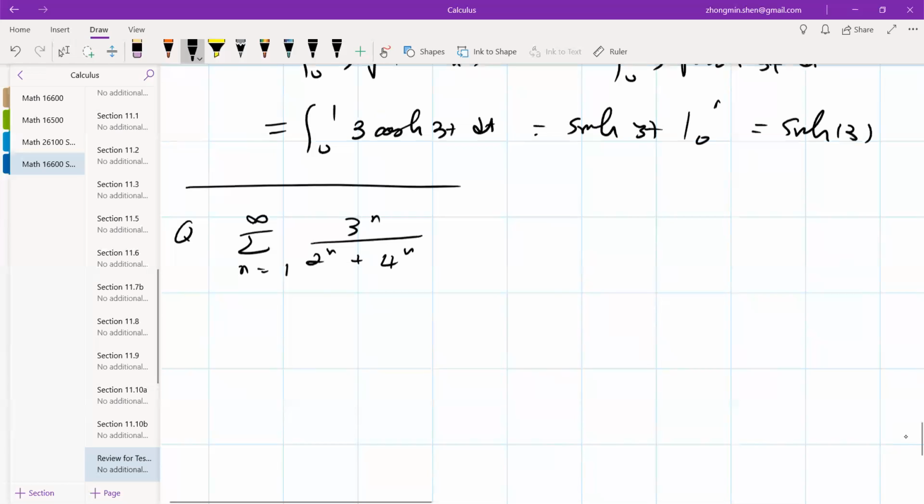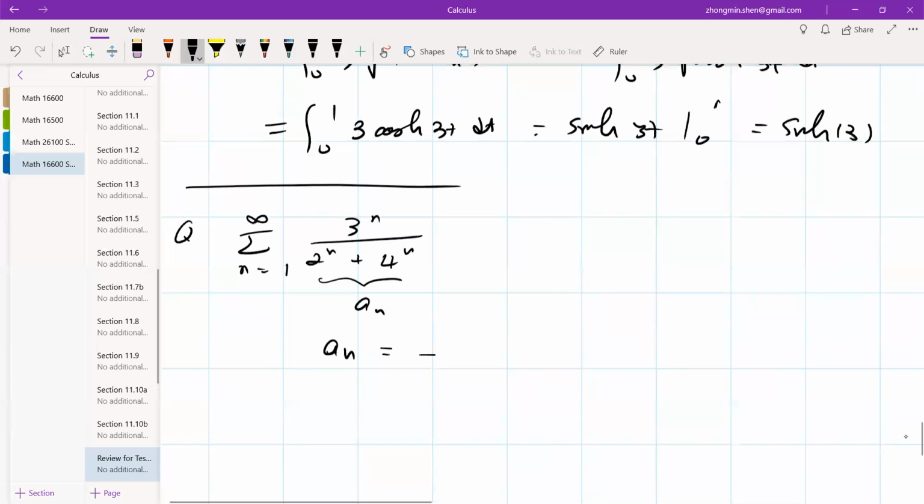There are actually many ways to do it, but the comparison test is the best method you can use. All the terms are positive, right? Why do I see this is convergent? Because 2 to the n compared to 4 to the n can be thrown away, so that you only get 3 to the n over 4 to the n, which is 3 over 4 to the power n. And r equals 3 over 4, which is less than 1, then convergent.